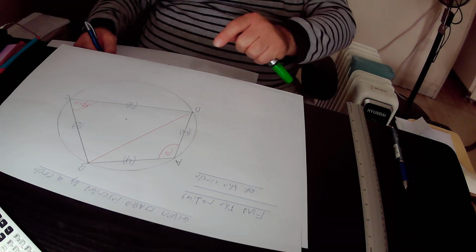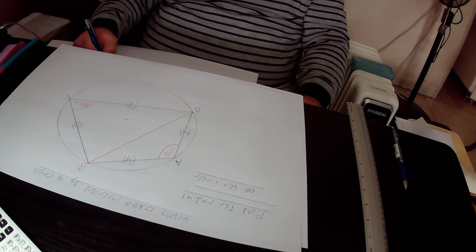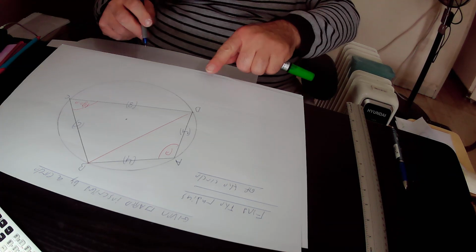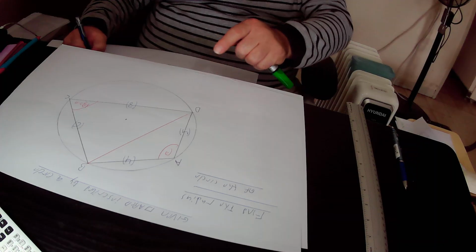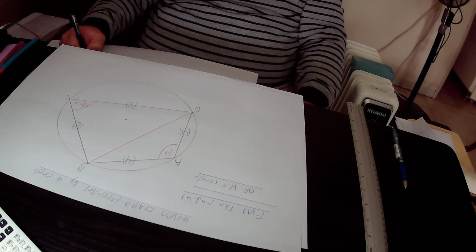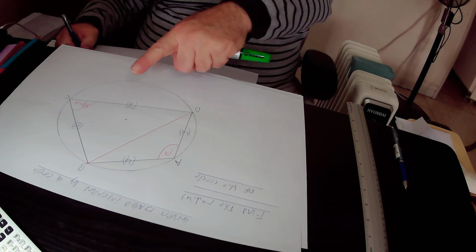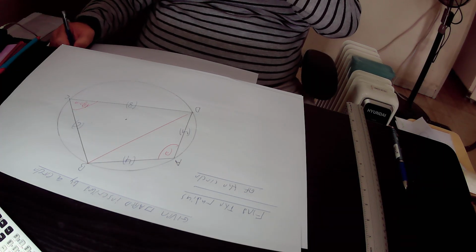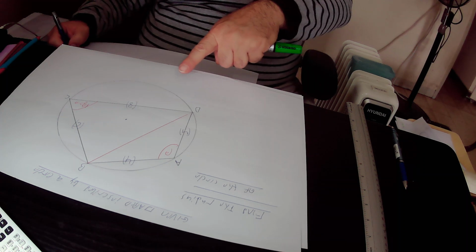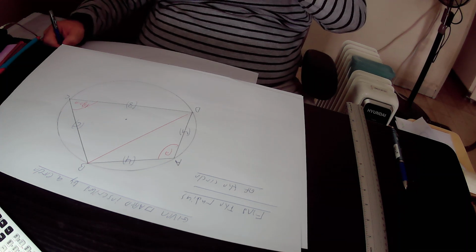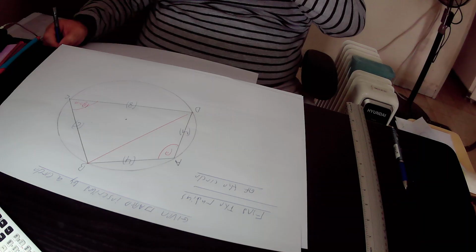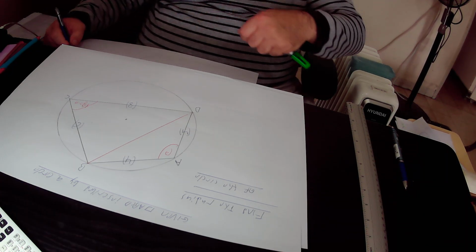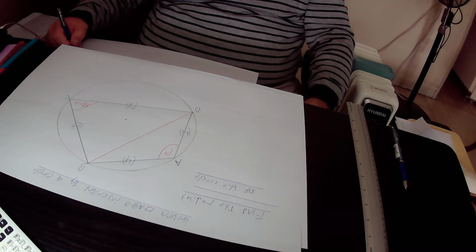DB square equals to DC square plus BC square minus 2 times DC times DB times cosine 180 degrees minus theta.